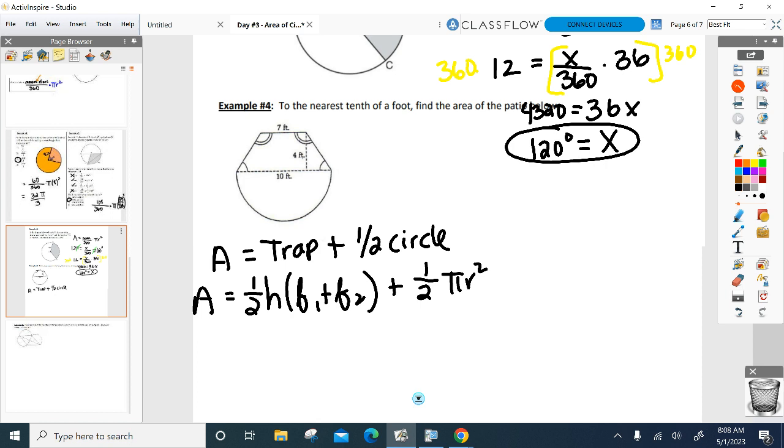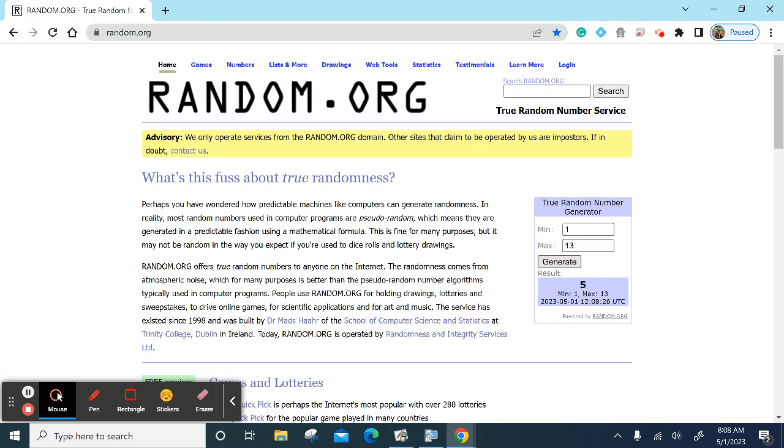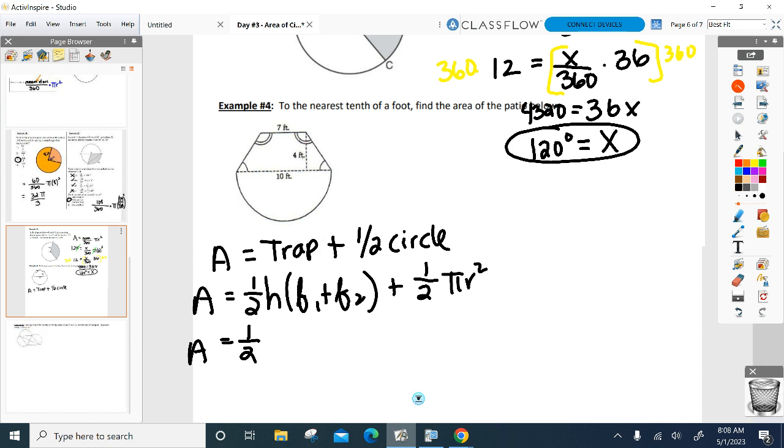All good? So you guys can help me substitute in now. Everything is given there too. 1/2. All right, here we go. Help me with the trapezoid. 5, trapezoid height. 4 times, what are the bases? 7 plus 10, good work. Plus 1/2 pi.